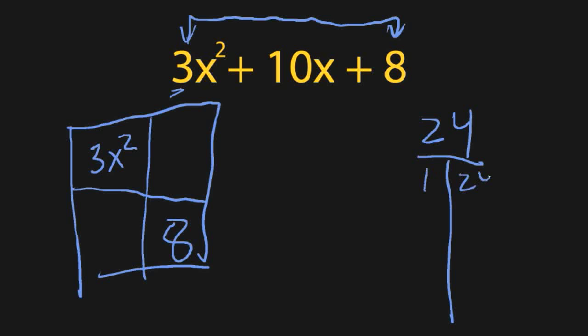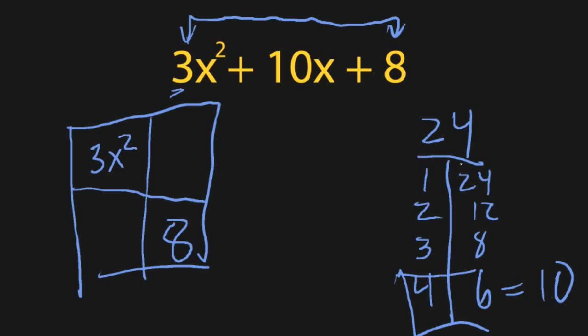So 1 and 24, or 2 and 12, 3 and 8, or 4 and 6. For the sake of time, I'm going to skip adding up all these and just show you that 4 and 6 gives us 10. So that's the one we want. But you could add all these up and figure out which ones are not 10 and then find the one that is 10, and that's the one you want.